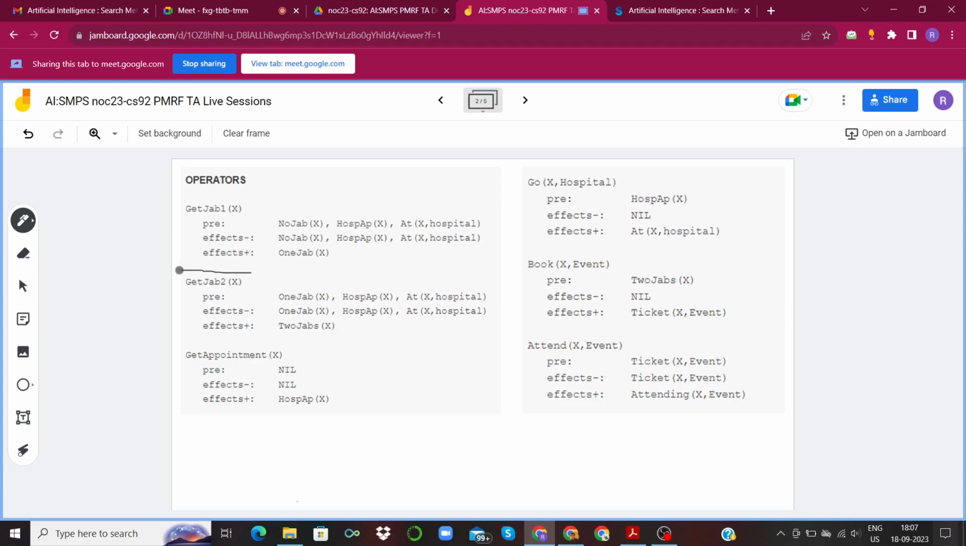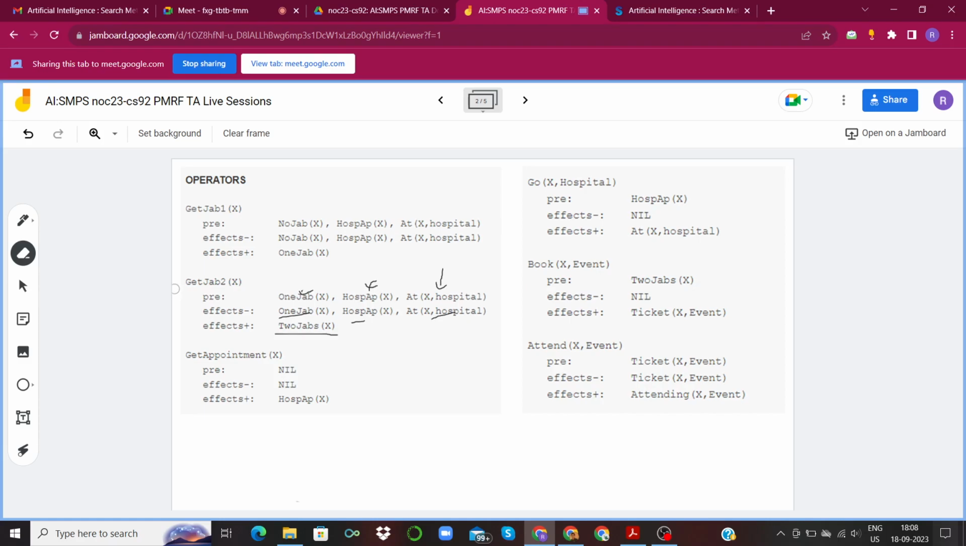So the second operator is get jab 2 X, which basically means that the person X will be receiving his or her second dose of vaccine. The preconditions for this one are that he or she must have one dose of vaccine already, and again hospital appointment and at the hospital should be satisfied. Negative effects would be one jab X, hospital appointment X, and at hospital X, and positive effects would be two jabs X.